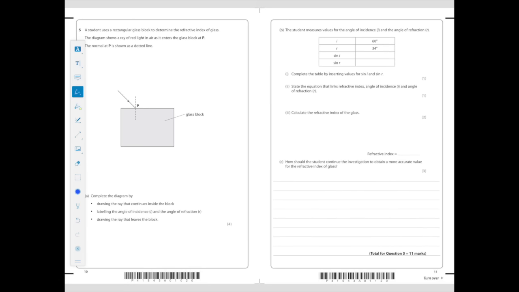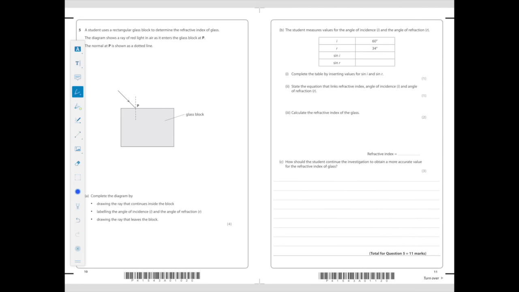Question 5. A student uses a rectangular glass block to determine the refractive index of glass. The diagram shows a ray of red light in air as it enters the glass block at P. The normal at P is shown as a dotted line, which, as we would expect, is perpendicular. Complete the diagram by drawing the ray that continues inside the block, labelling the angle of incidence and the angle of refraction, and drawing the ray that leaves the block. So use your ruler here and a pencil.